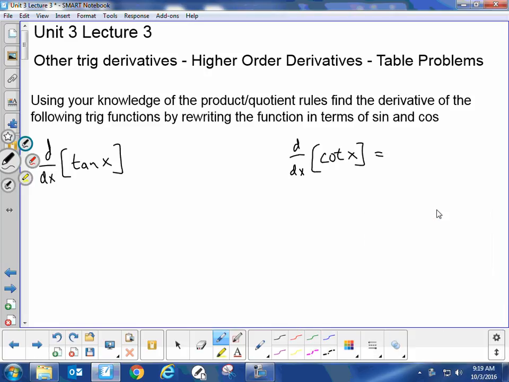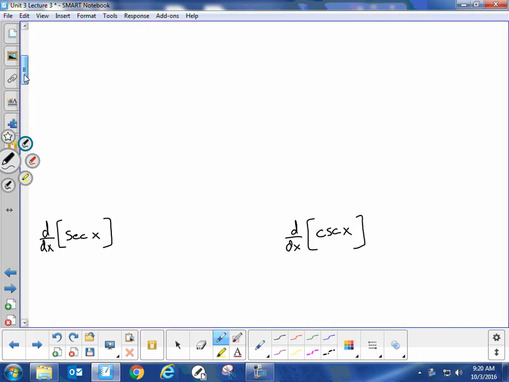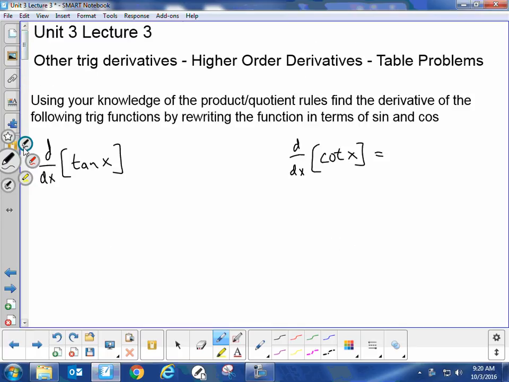Now that we have the product rule and the quotient rule as part of our repertoire, we can tackle derivatives such as the derivative of tangent, the derivative of cotangent, the derivative of secant, and the derivative of cosecant. I'll show you why we can do that. It's because I can rewrite tangent, which I don't know the derivative of right now, as sine x over cos x.